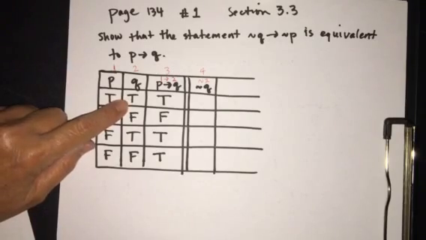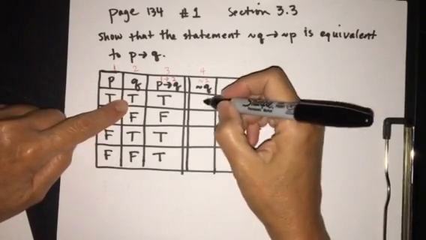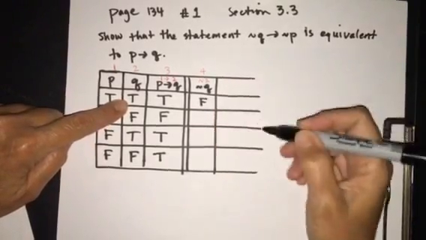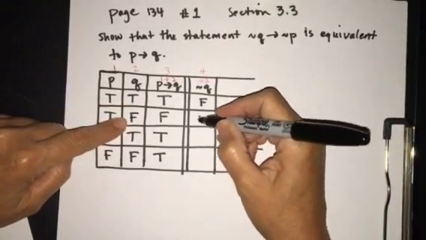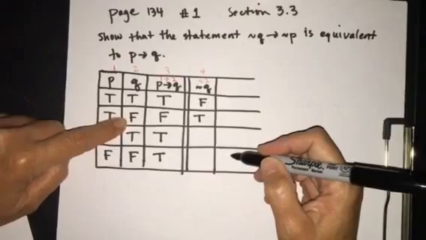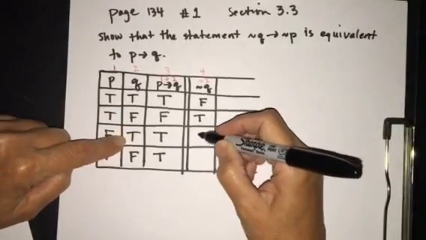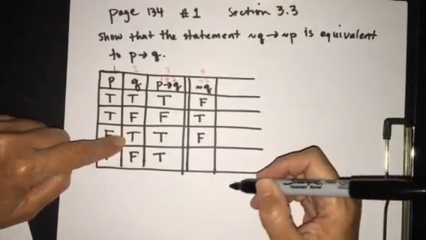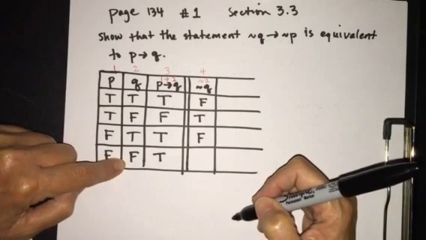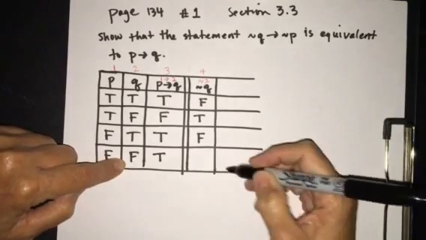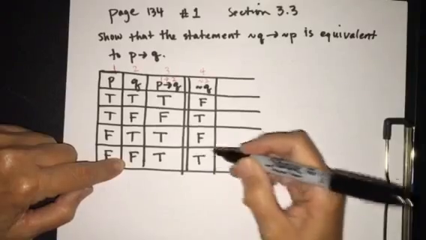In column 2, the first line is true. So column 4, the first line is false. The next line is false, so in column 4 it's true. The next line is true, so in column 4 it's false. And then the last line, column 2 is false, so column 4 is going to be true.